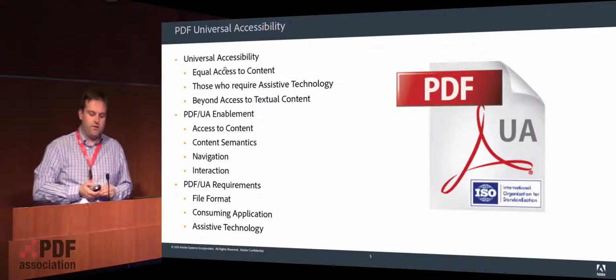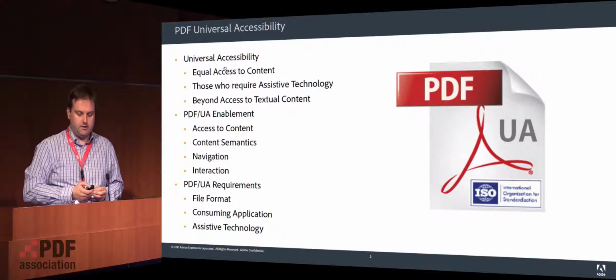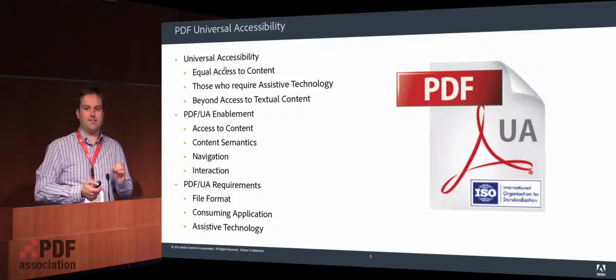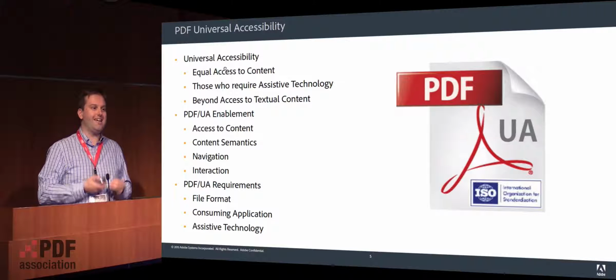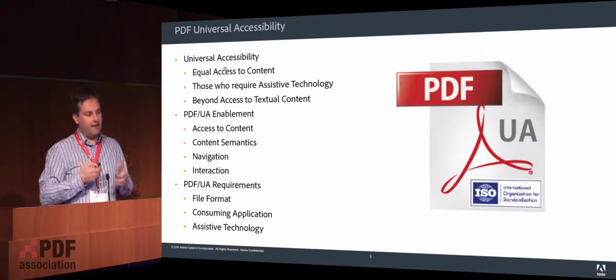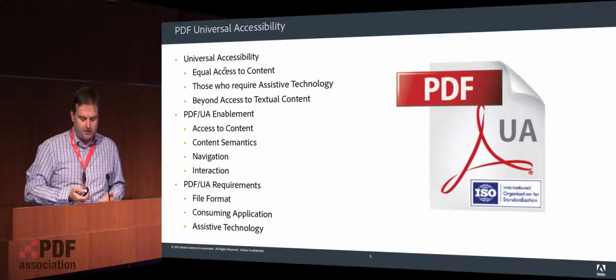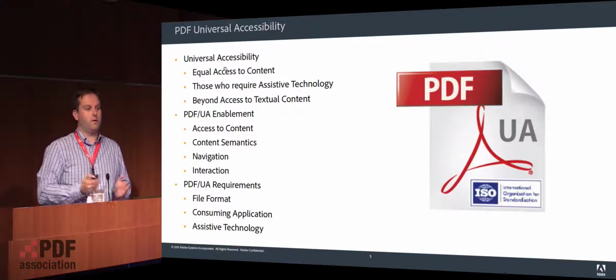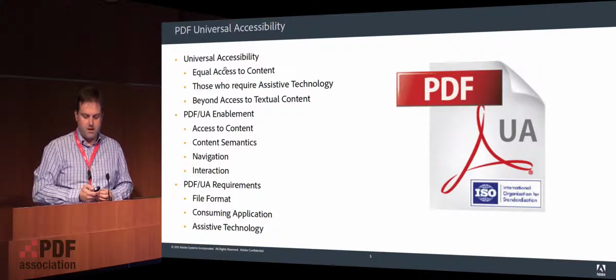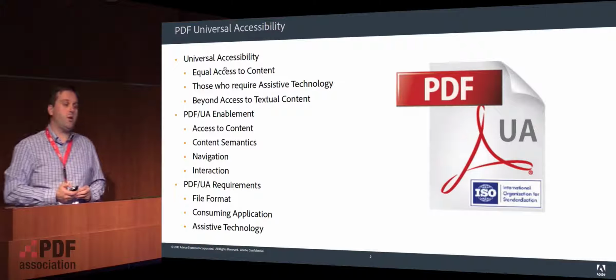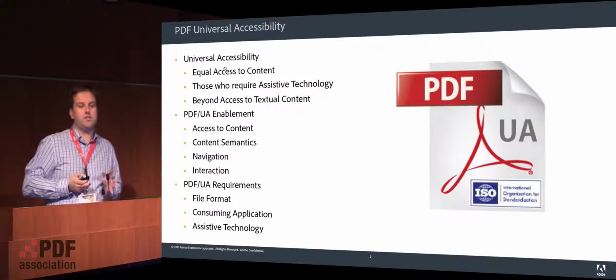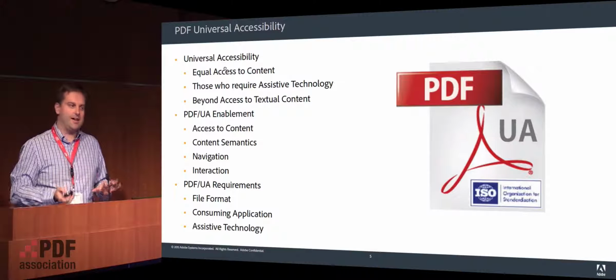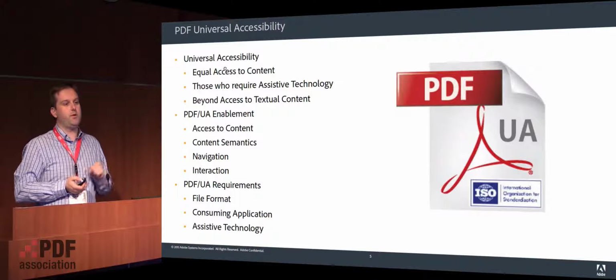So what does PDF Universal Accessibility, or PDF/UA, do? It's aimed at giving equal access to content, or equivalent access. So the idea is that you can get to things in the content, interact with them, manipulate them in a way that someone without whatever that disability is could do. It's for those who require assistive technology. Assistive technology is tooling that goes alongside software to assist people who need to access it.